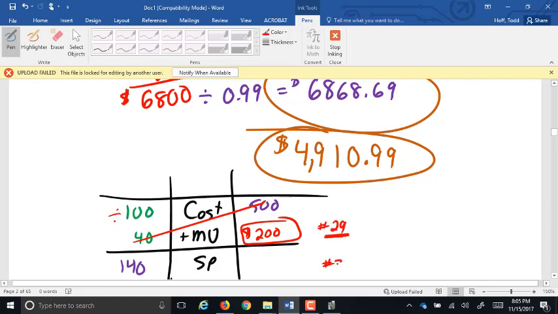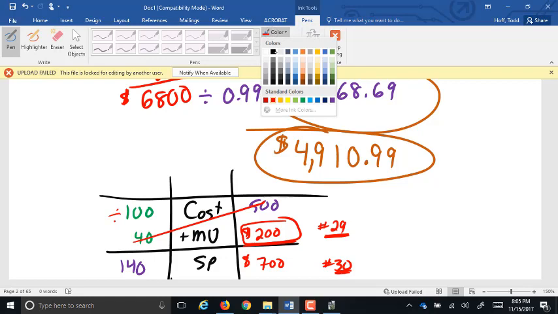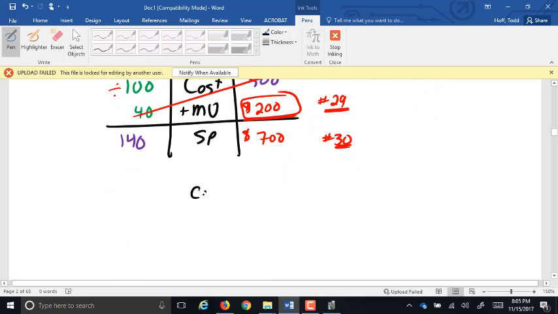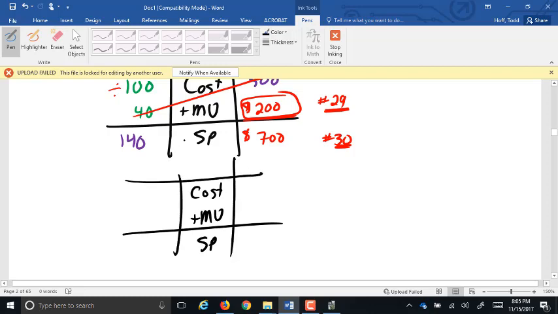That's number 29. Number 30 asks for the selling price. You just add those two numbers. $700. 31. So same table. $100 goes in for the cost because it's still markup on cost. 25% markup. So the selling price is $125.